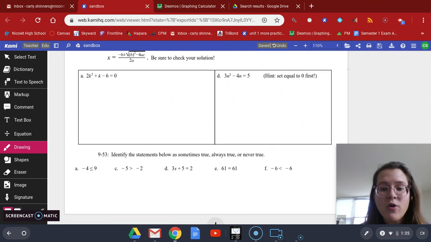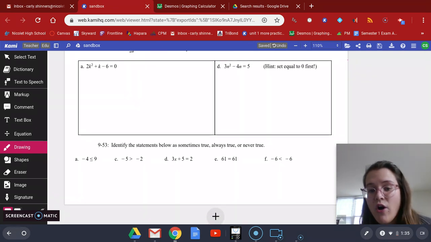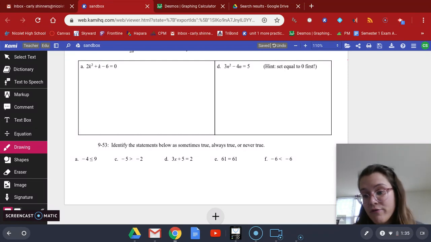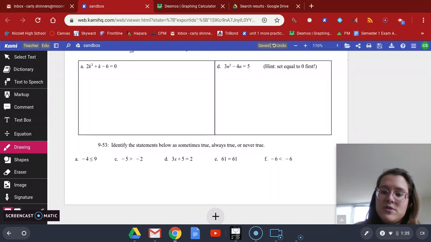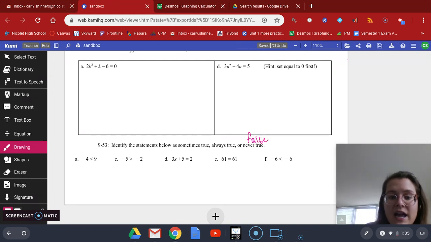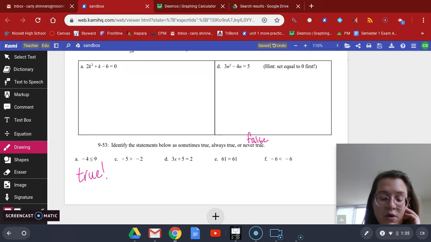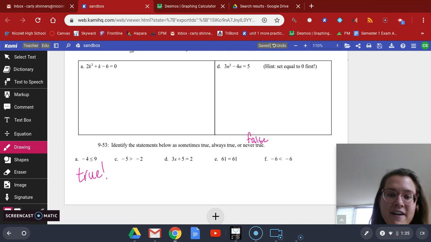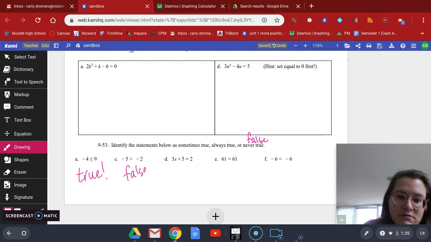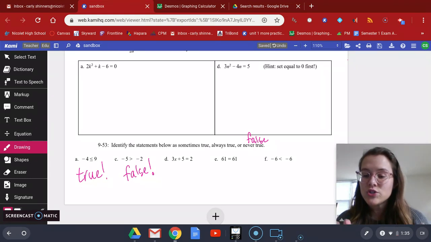And then we've got a couple quadratics, and then 9-53 is just true, sometimes true, always true, or false, never true. So if you want to write false instead of never true, that's fine. So just is -4 less than or equal to 9? That's always true, right? That will always be true. -5 bigger than -2, that's always false, right? That's never true.